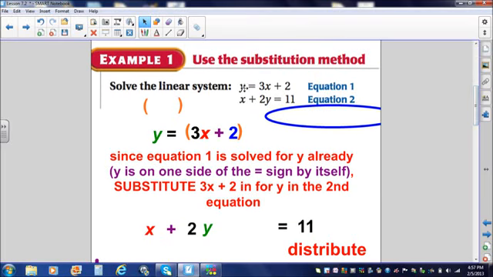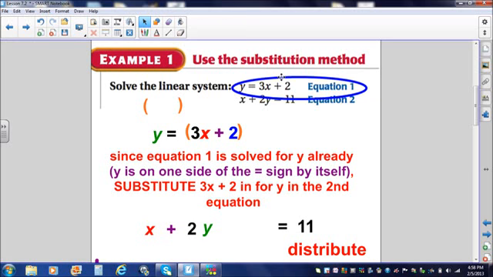Alright, I'm going to ask that you write down the linear system y equals 3x plus 2. That's equation 1. And please write down equation 2, x plus 2y equals 11. Remember, they are both linear equations, but when we have two linear equations, we refer to that as a system. Notice the difference here. In equation 1, y is already by itself. Y is all by itself.